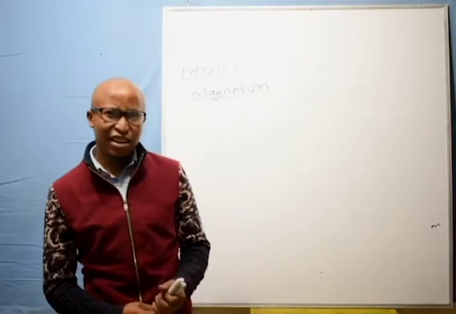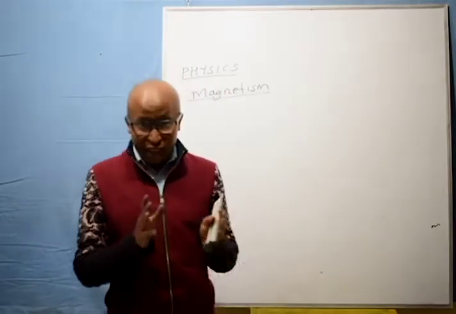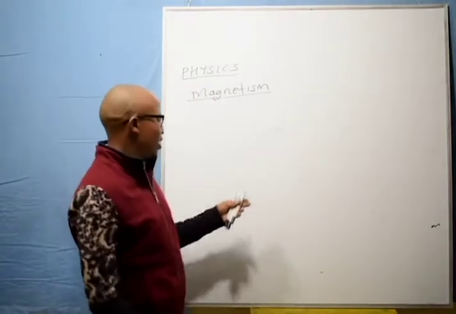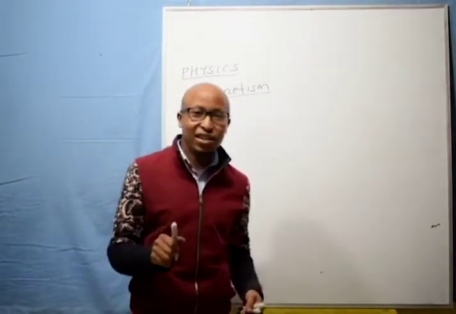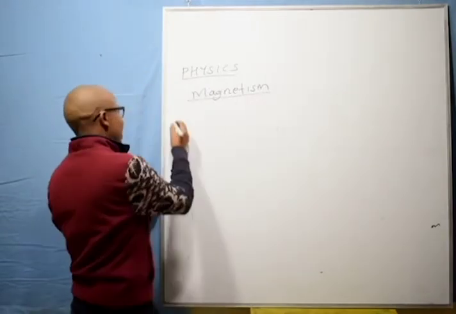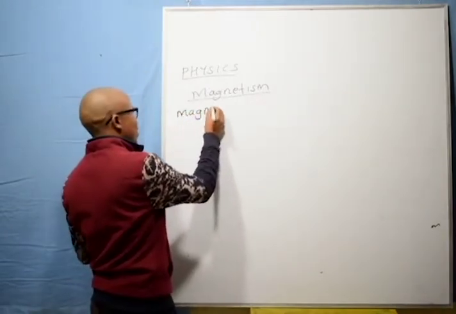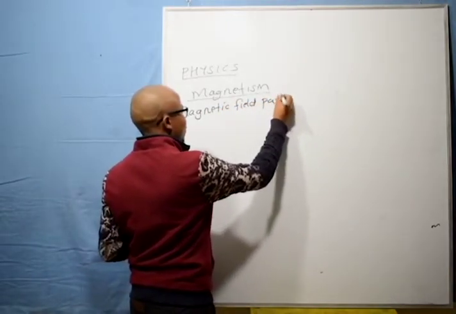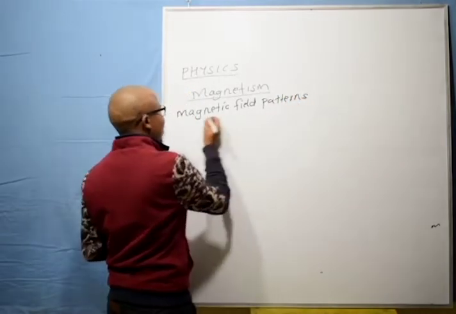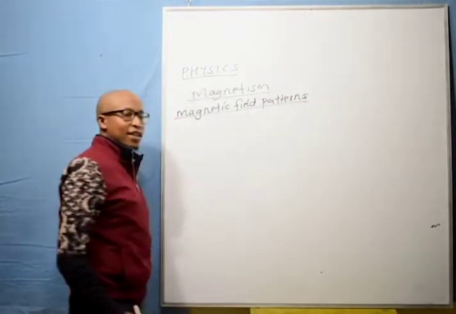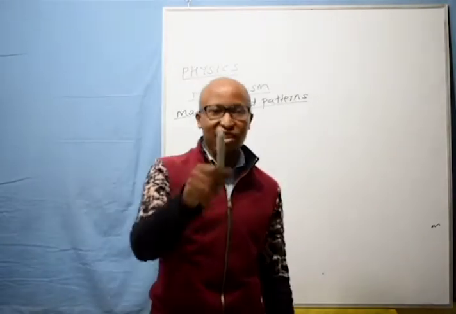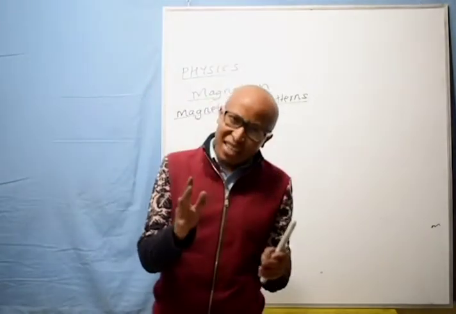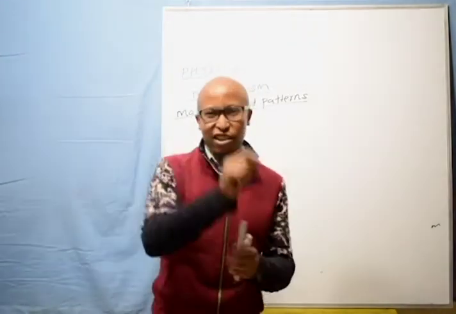A magnet is a material that experiences repulsion and attraction. So number one, I want to go direct to the magnetic field patterns. Magnetic field patterns. And then you ask yourself, what are magnetic fields? This is where a magnetic influence is mostly felt.